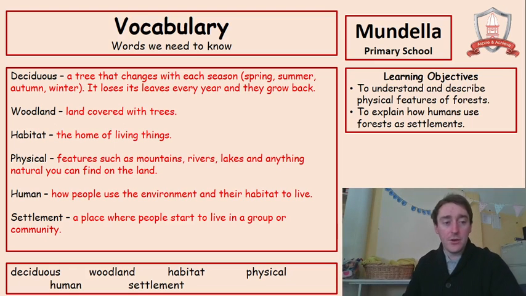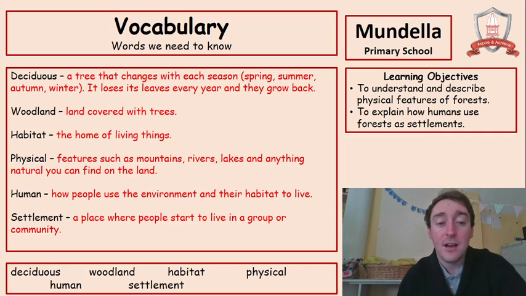Okay, let's have a look at our vocabulary. Some of this we covered yesterday, but I'll just go over it again. Deciduous, that's the type of tree that loses its leaves depending on what season it is. It loses its leaves every year. So usually in the summer when it's hot, the leaves are on the trees, it's lovely. But when it's winter, it loses its leaves and it has to wait for the next season before it starts getting leaves back again.